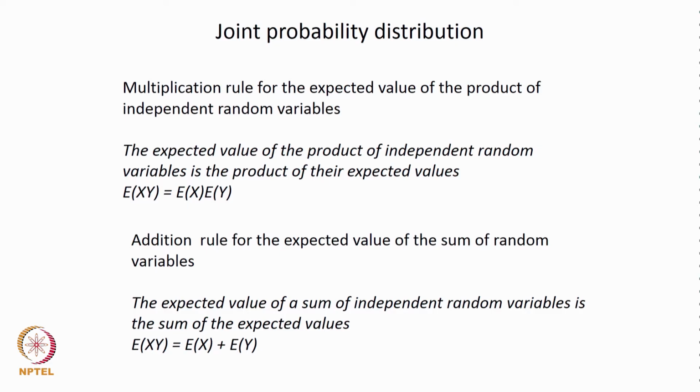Now we will define some more things. Multiplication rule for the expected value of the product of independent random variables: if the random variables are independent, the expected value of the product of independent random variables is the product of the expected values. So, E of xy is equal to E of x into E of y. Addition rule for the expected value of the sum: the expected value of a sum of independent random variables is the sum of the expected values. So, E of x plus y is equal to E of x plus E of y.